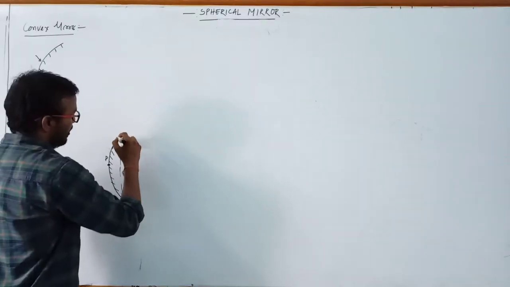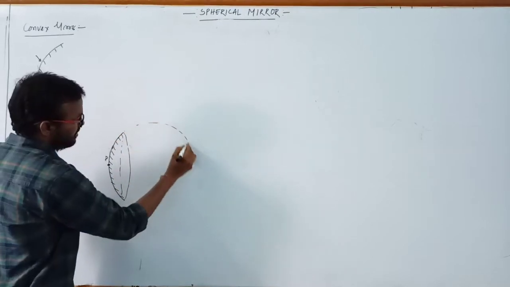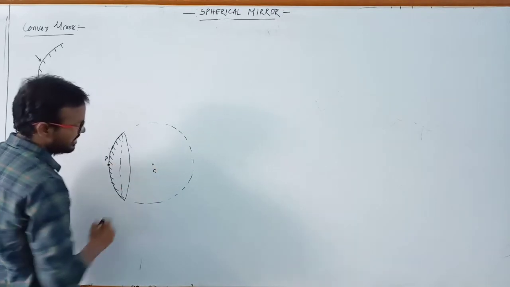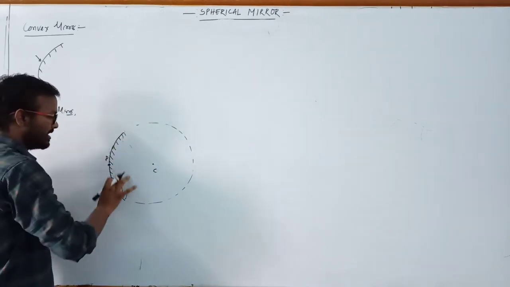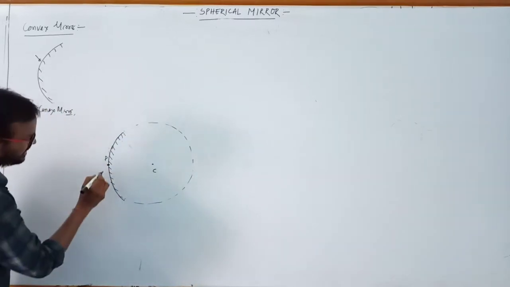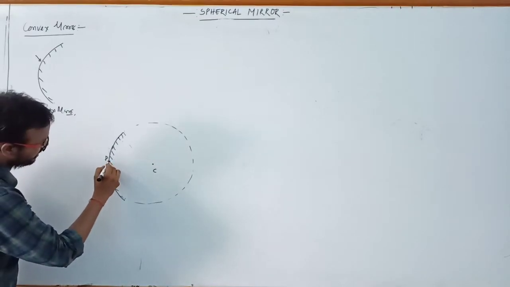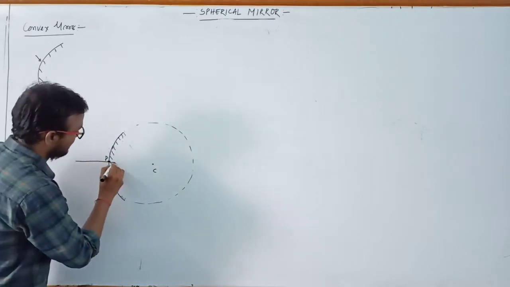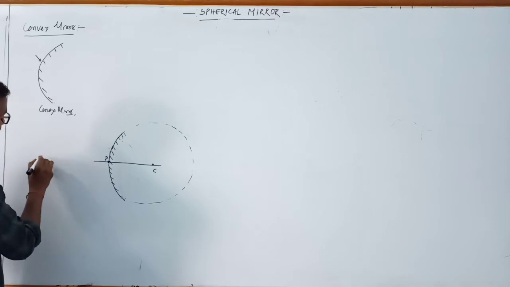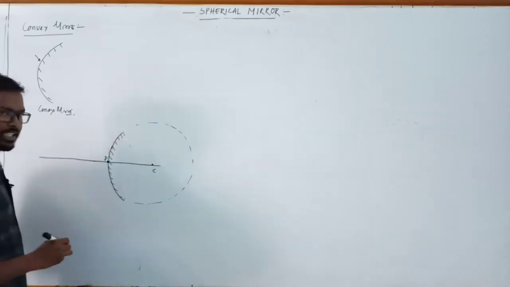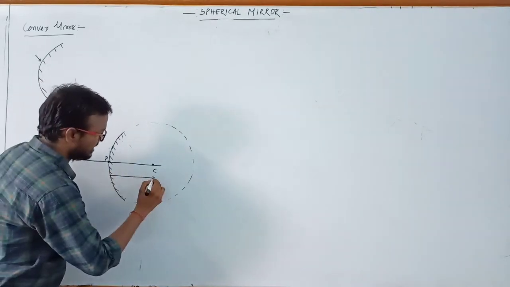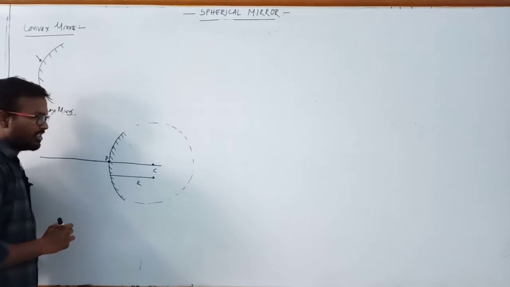We already know this mirror is a part of a hollow sphere. Suppose this point is C, and C is known as the center of curvature. Clear? If we join pole P and C, then we get a straight line passing through the pole and center of curvature, and this straight line is known as the principal axis. Clear? And this distance, equal to r, is known as the radius of curvature.